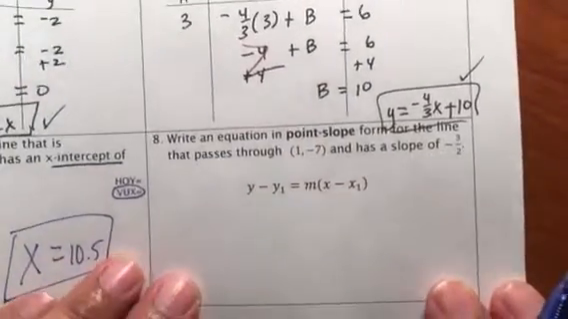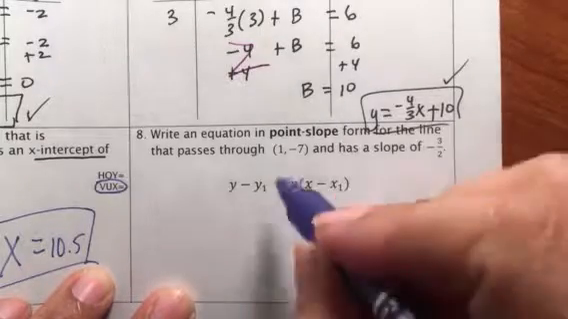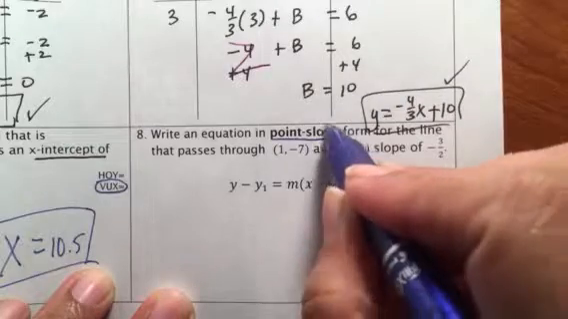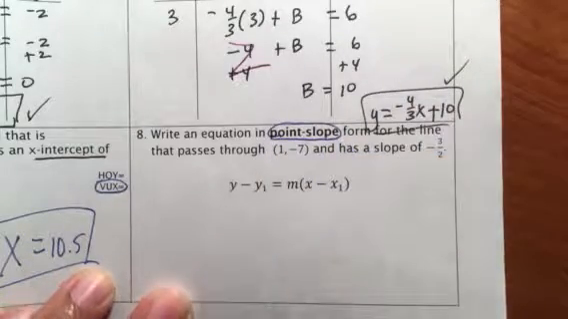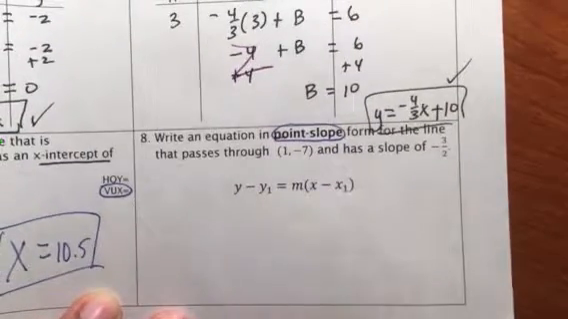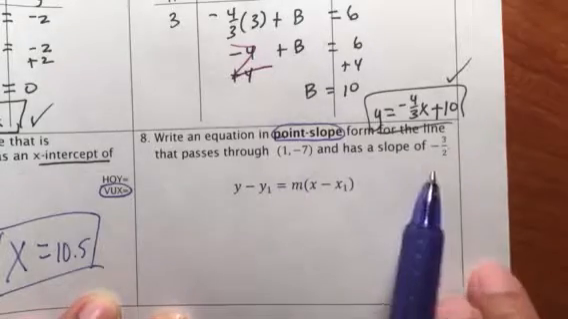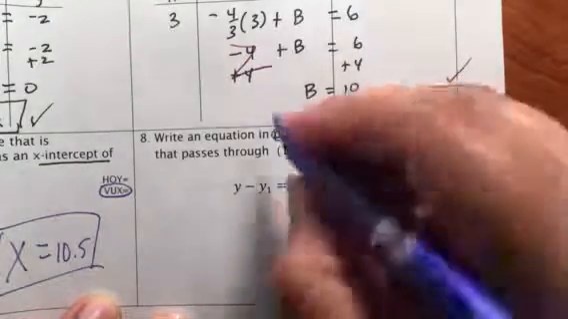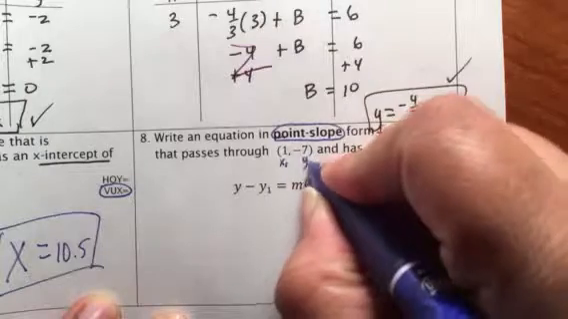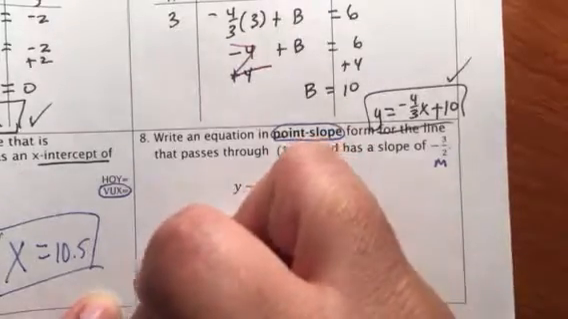Okay, number 8. So you have to write an equation in point-slope form. This will not be on your test, but you'll have a formula chart. So you can look on your formula chart and this will be on there. So you have, it passes through this point and it has this slope. So this is x1, y1, and this is your m. So all you're going to do is plug in the numbers where they belong.